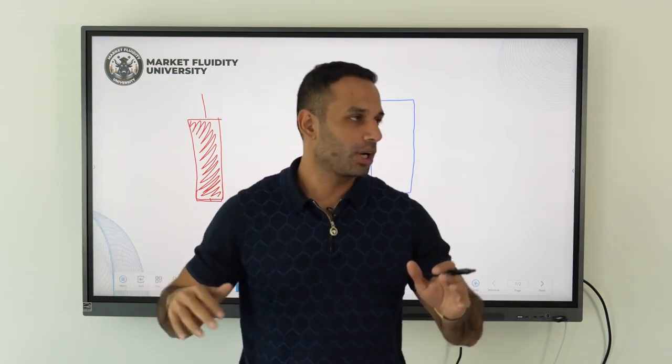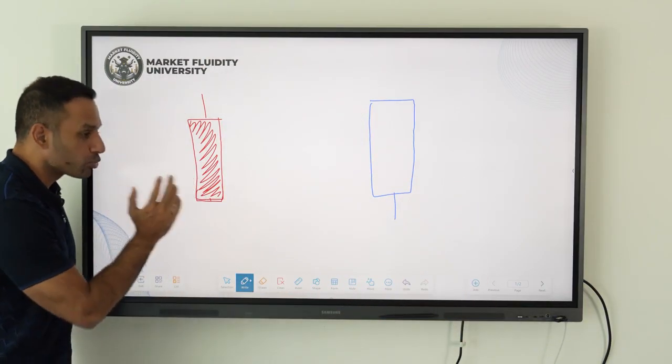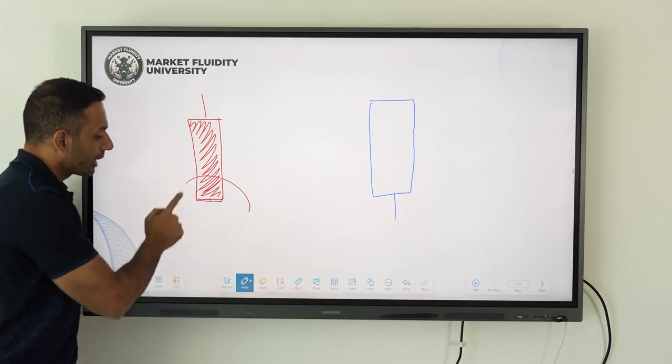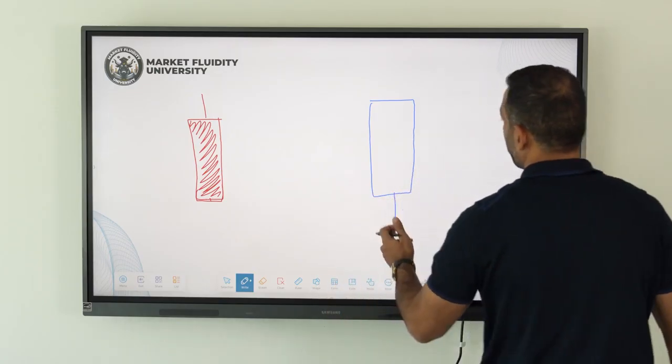You know, there's nothing more, no complication, just a simple rule. Whenever something like this happens, I'm out. I don't wait for that. Same thing goes for a bullish candle.